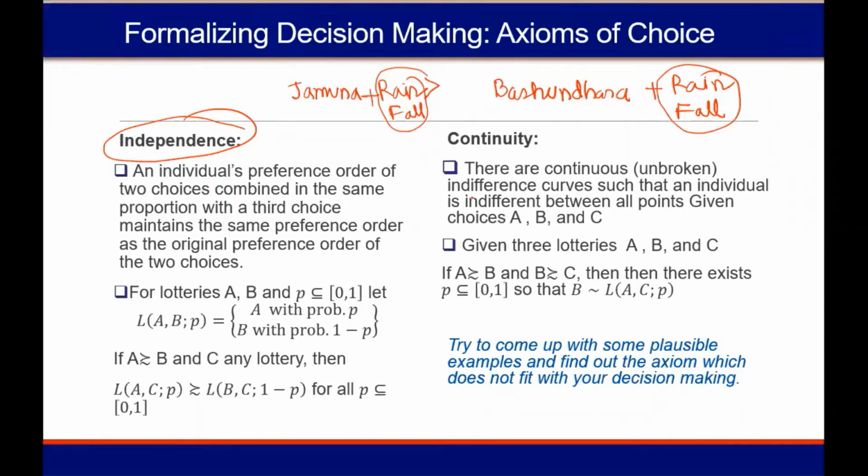So now you can't say, as rainfall has started, I will prefer to go to Boshundara rather than going to Jomuna when rainfall has started.